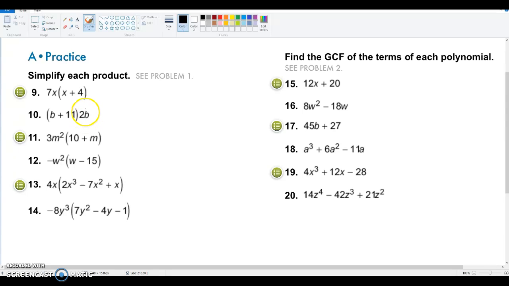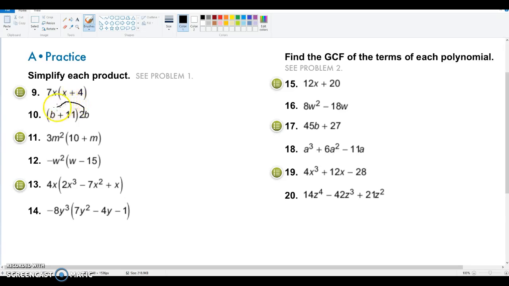So here we have number 10, b plus 11. And Miles, as you're working these, feel free to pause it after each one to work it. Pause it before I do each one so you can work it out yourself and see if you get the right answer. So be good to pause the video right now. And now I'm going to do problem number 10.